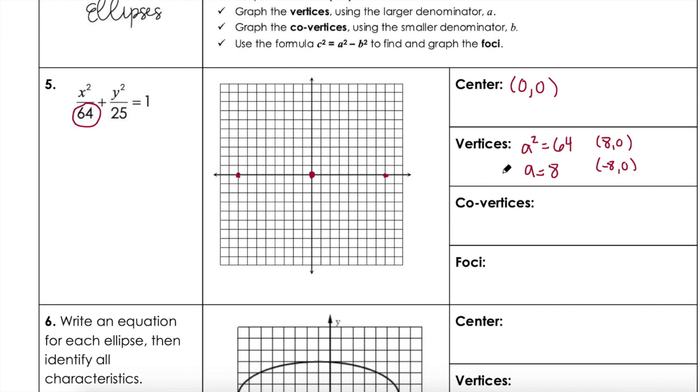Now we need to find our co-vertices. To find our co-vertices, we look at the smaller number. So in this case, 25. So b squared equals 25, which means b equals plus or minus 5. So that means we're going to be looking at going 5 up and 5 down from our center. So from our center, we're going to add 5 to our y and subtract 5 from our y. So it would be 0, 5 and 0, negative 5. So let's go ahead and plot those.